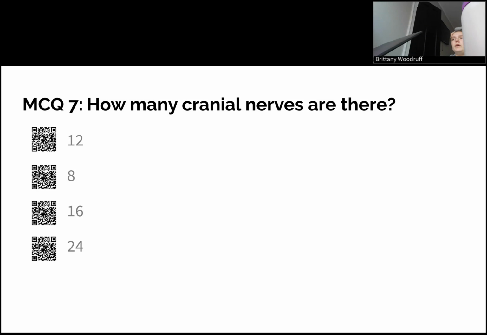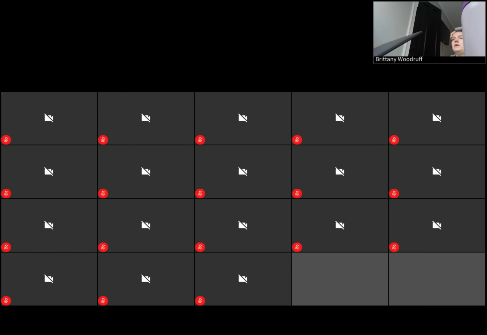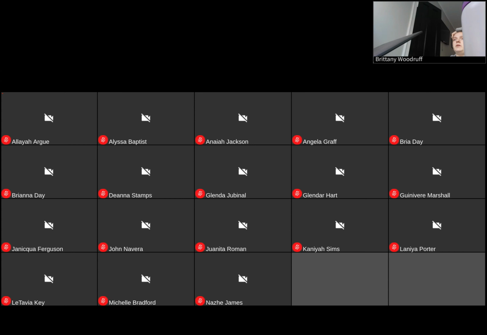Yeah, so there are 12 cranial nerves. 12 pairs of cranial nerves. Sorry, I forgot. I think somebody in this section, or maybe my previous one, pointed out to me that the pairs are incorrect. It says how many cranial nerves are there, not how many pairs of cranial nerves are there. So let me upload this updated one really quick.